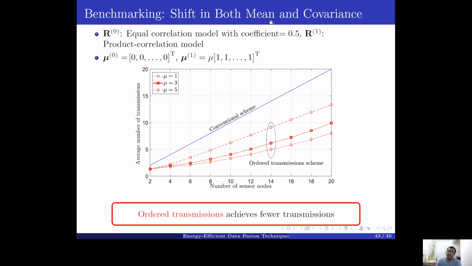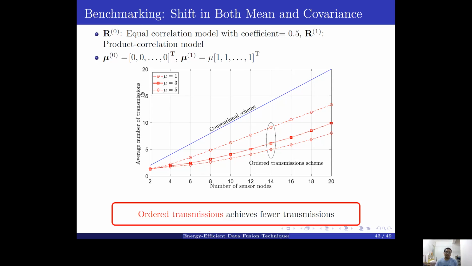Now, we also show the results for the case where the two hypotheses differ in both their mean vectors and covariance matrix. Here under hypothesis 0, the observations are equally correlated with a correlation coefficient of 0.5, and under hypothesis 1, the observations follow the product correlation model. The mean vector under hypothesis 0 is the all 0 vector, and the mean vector under hypothesis 1 is an all mu vector.